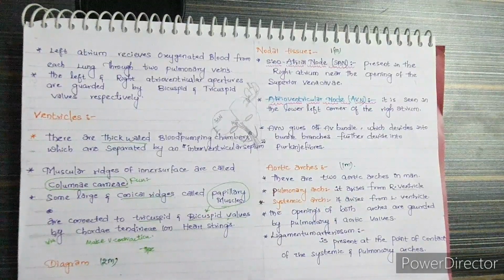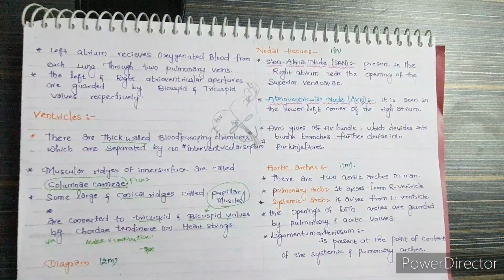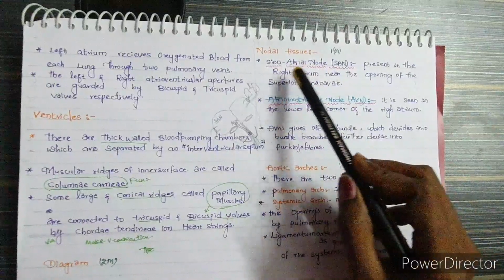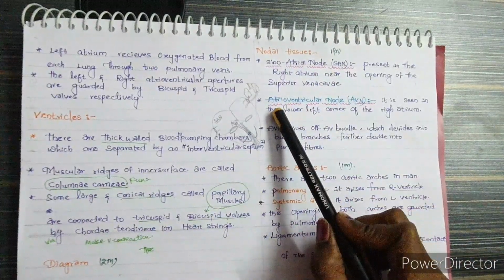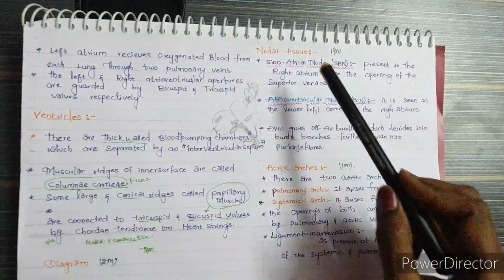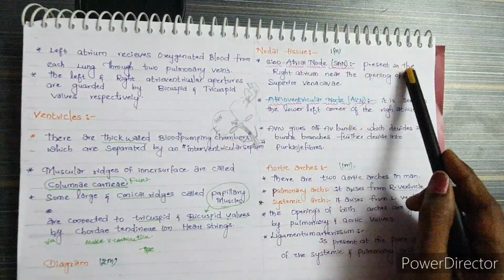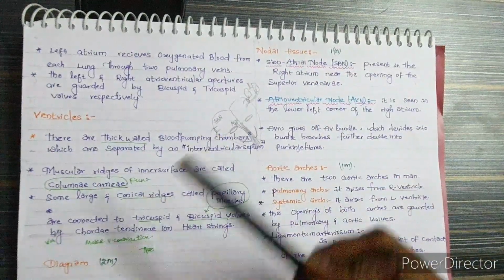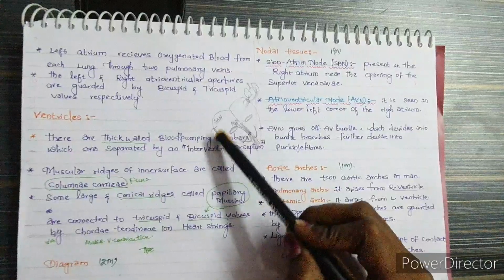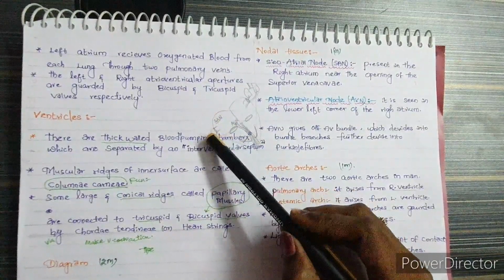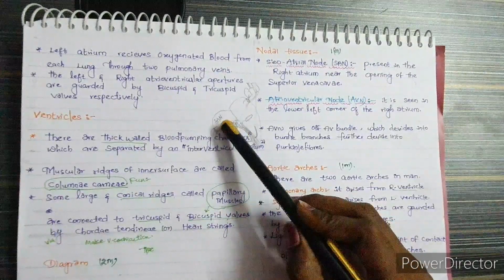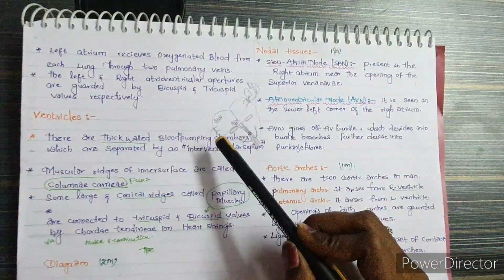Later, after completing the pericardium and the structure of the heart diagram, next you go with the nodal tissues. There are two nodal tissues: one is the sinoatrial node, another one is the atrioventricular node. The sinoatrial node is present in the right atrium near the opening of the superior vena cava. See here, this is the right atrium, and the sinoatrial node is present here near the opening of the superior vena cava, meaning the right upper corner of the right atrium.